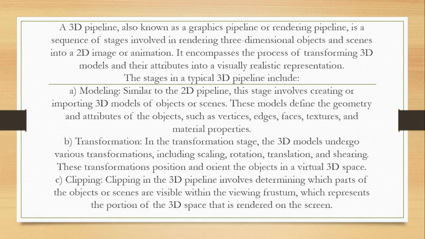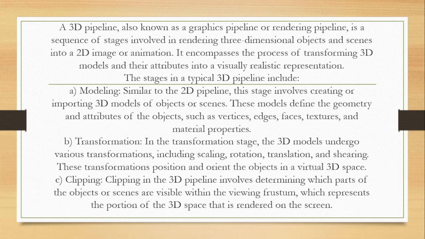The stages in the typical 3D pipeline include modeling. Similar to 2D pipeline, this stage involves creating or importing 3D models of the object or scene. These models define the geometry and attributes of the object such as vertices, edges, faces, textures, and material properties. The next one is transformation. In the transformation stage, the 3D models undergo various transformations including scaling, rotation, shearing, etc.